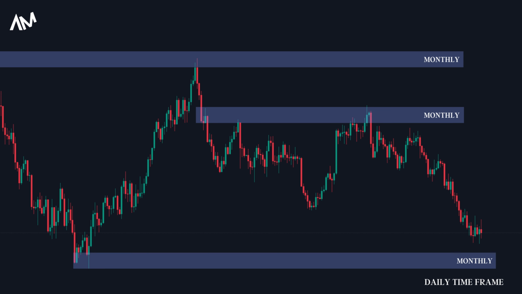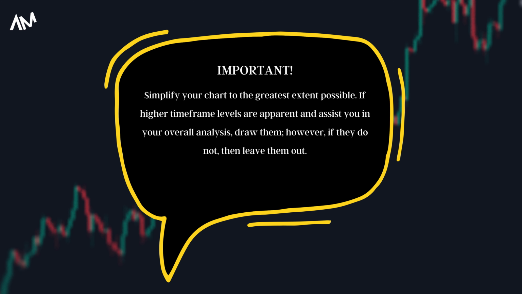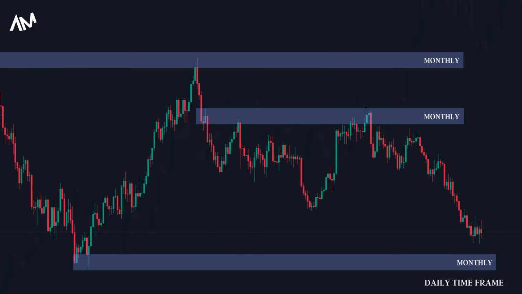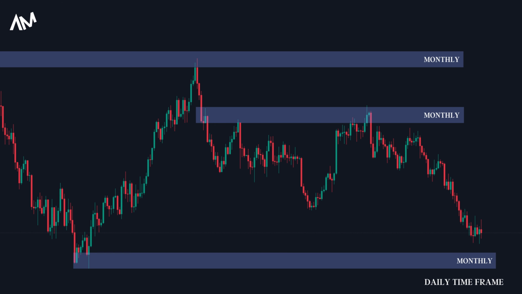on lower time frames. It's important to keep your charts as simple as possible, only including higher time frame levels if they are obvious and helpful to your analysis. When price taps into these monthly levels, they are not just ordinary supply and demand areas, but can potentially be reversal points for short-term trends on lower time frames.